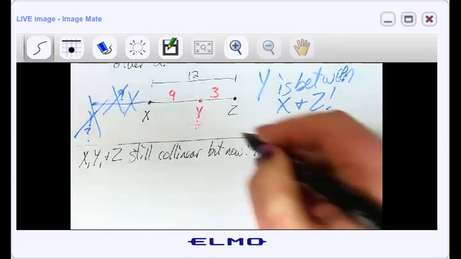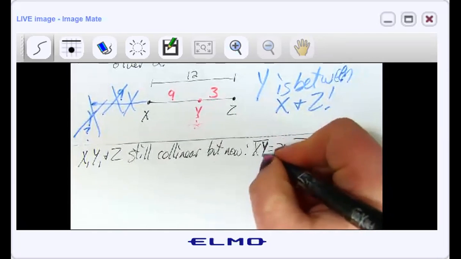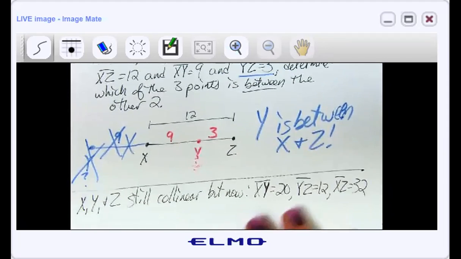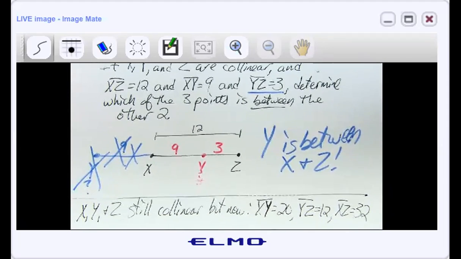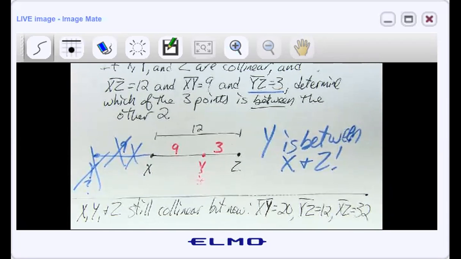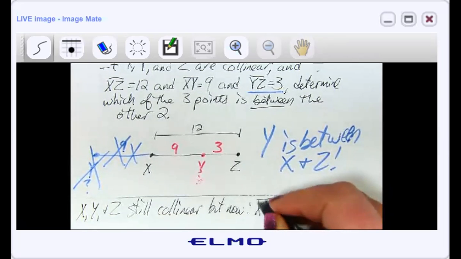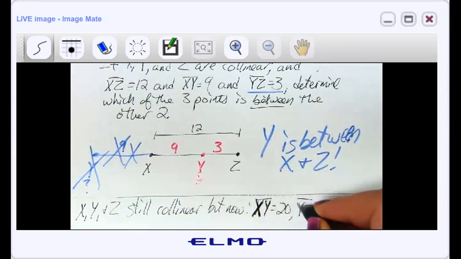All right, you try this. See if you can draw it. I'll get the last example up here too at the same time so you can see how we did it. So see if you can draw this scenario with these values holding. You need XY to be 20, YZ 12, XZ 32. And see if you can figure out which point is in between the other two. Please feel free to send me your answer when you're done. Which of the three, X, Y, or Z, is the one that's between the others?